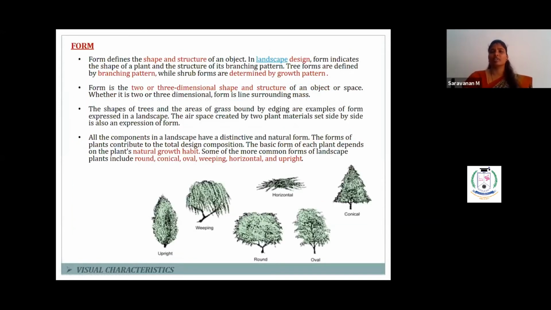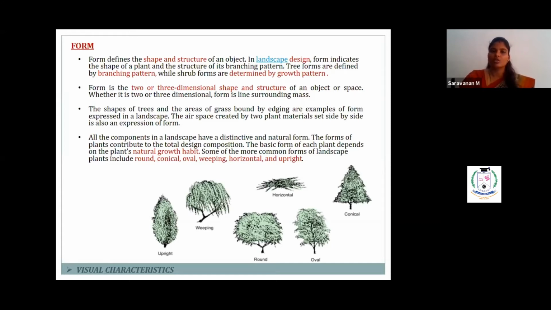And next we come to read about form. So what is a form? A form defines the shape and structure of an object. In landscape design, the form indicates the shape of the plant and the structure of its branching. Tree forms are defined by branching pattern, while shrubs are defined by growth pattern. Branching pattern refers to how much foliage you have, and growth pattern refers to what level or height the plants grow.